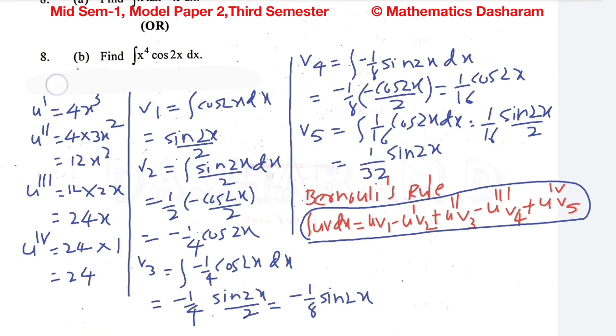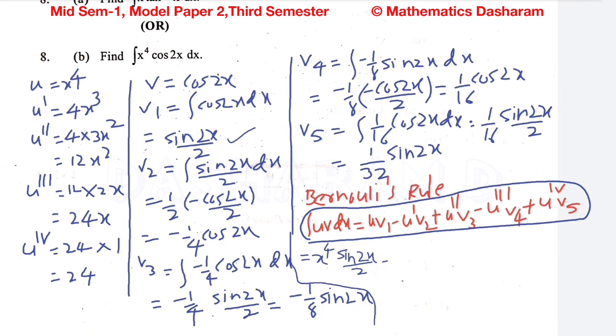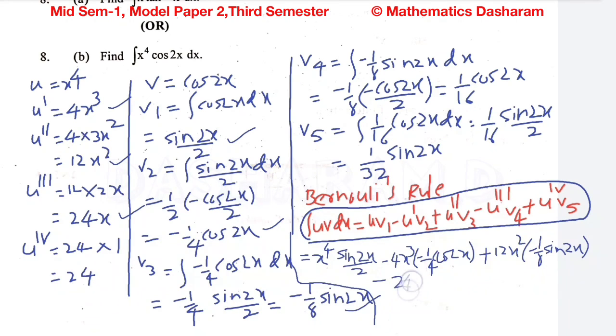Okay, so here it is equal to u value x to the power of 4, v1 value sin 2x by 2, minus u dash 4x cube, v2 value minus 1 by 4 cos 2x, plus u double dash equals 12x square, v3 equals minus 1 by 8 sin 2x, minus u triple dash equals 24x, v4 equals 1 by 16 cos 2x, plus the fourth order derivative of u, how much, 24, and v5 equals 1 by 32 into sin 2x.